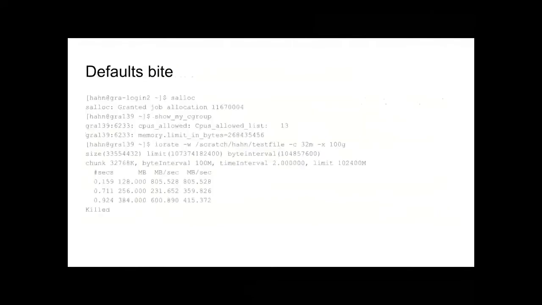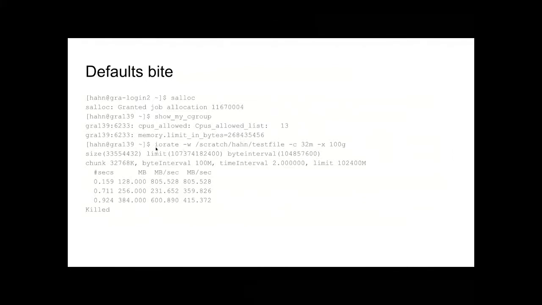So this is an example of how the defaults might be a problem. I ran SALOC, and I didn't provide any parameters, so it gave me 1 hour, 1 core, 256 megs. And I have a script called show my cgroup, which just examines the internal kernel parameters and shows me that in this case my job was pinned to core 13, and my memory limit in bytes was 256 megs.